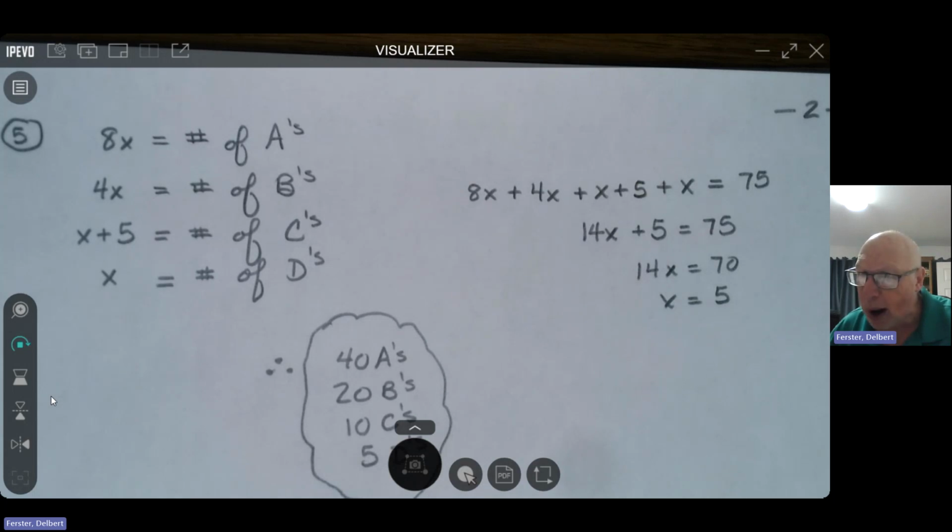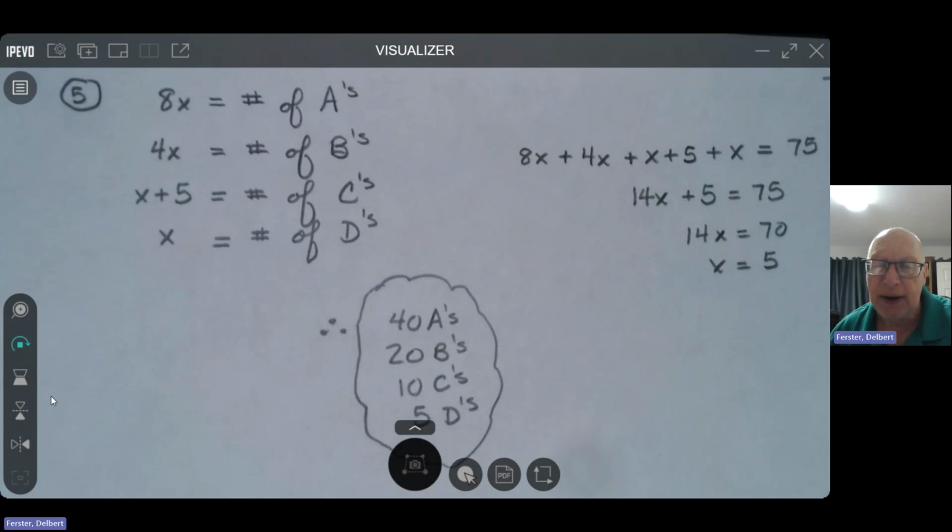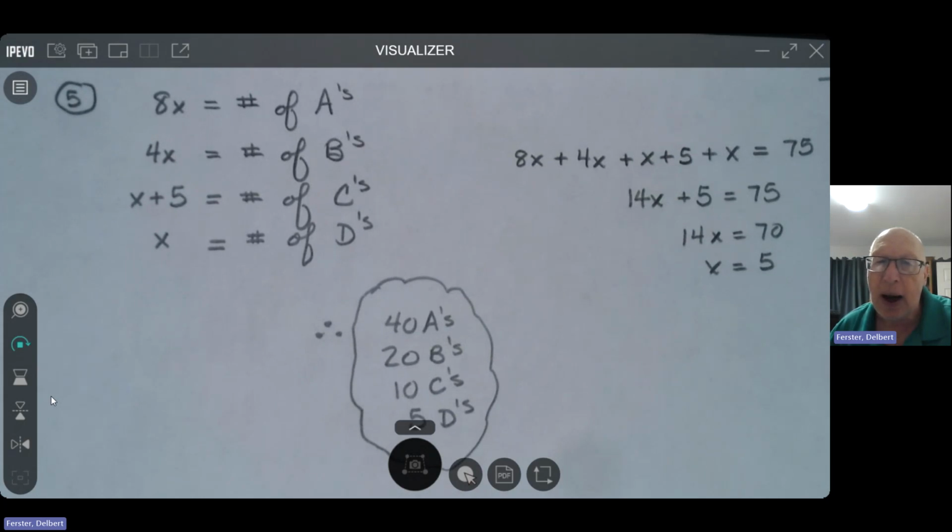Remember, as in most problems, you don't just need to know X, you need to know about other things in addition. So the problem asks us how many of each letter grade were assigned that semester. So X references D's, so we now know that there were in fact 5 D's. And if you go back to your initial variable representations, C's was X plus 5, so that makes 10 C's. B's was 4 times 5, that's 20 B's. And A's was 8 times that 5, and that would be 40 A's. And that is a final solution for problem number 5.